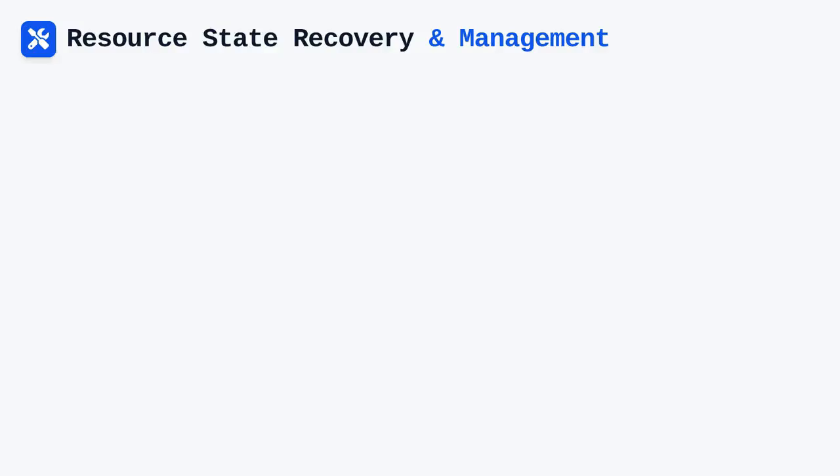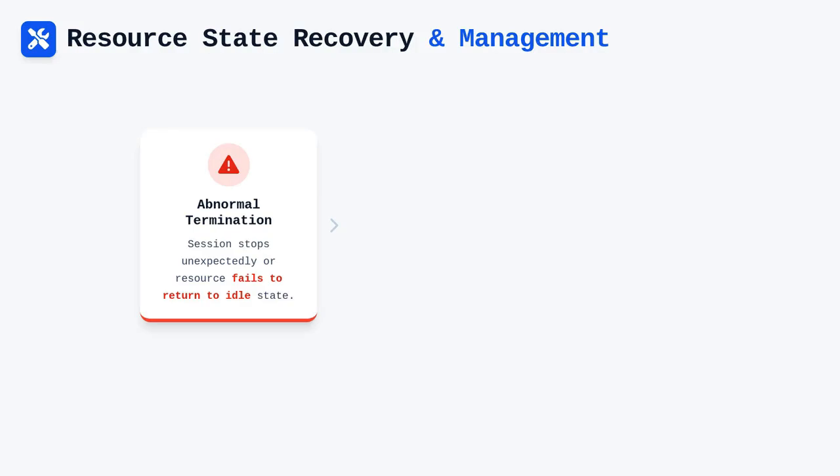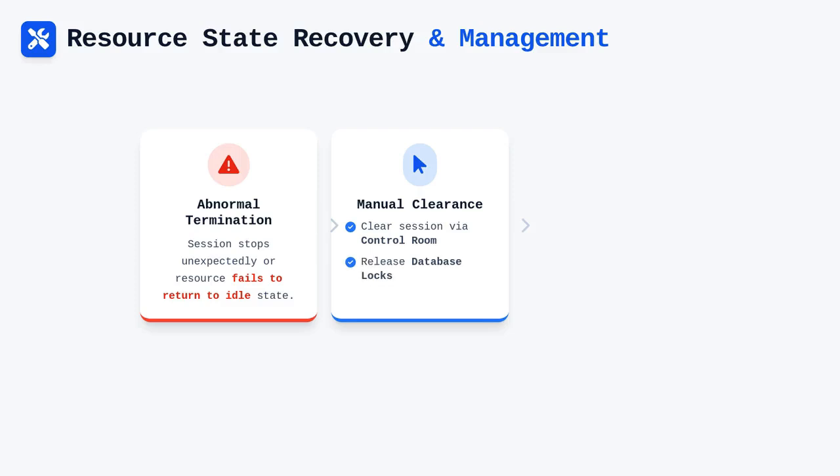Managing resource state recovery becomes the subsequent priority after any abnormal termination or interruption of a session. If a runtime resource fails to return to an idle state after a stop command, you may need to manually clear the session from the control room view to release the lock on that specific resource. This involves navigating to the session logs and ensuring that any hanging database connections or session locks are properly accounted for or released by the infrastructure administrator. Furthermore, when dealing with distributed execution, you must verify that the environment variables and session-specific counters are reset before rerunning a process on the same resource.